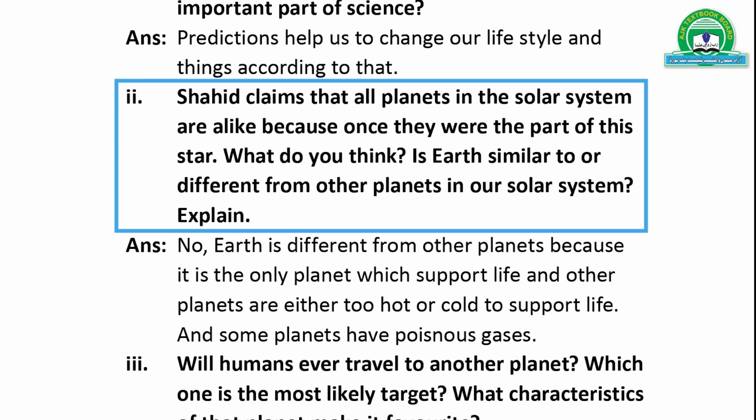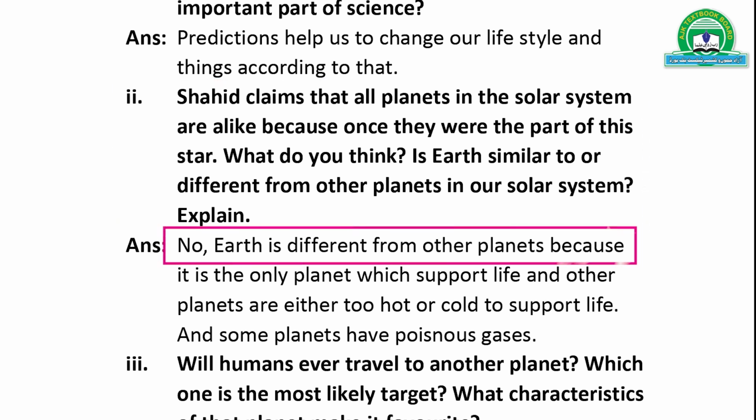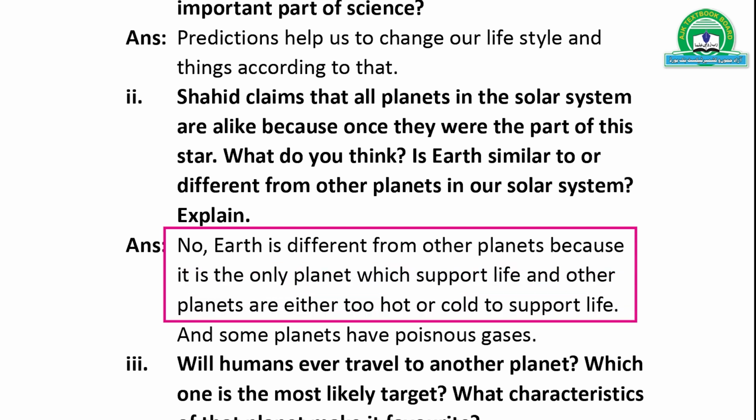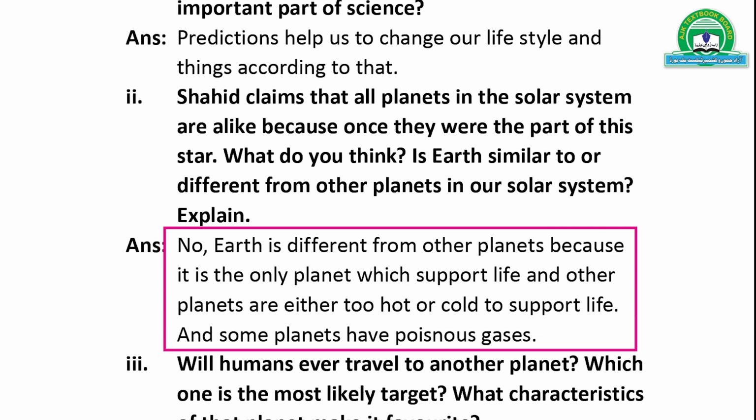Shahid claims that all planets in the solar system are alike because once they were part of this star. What do you think? Is Earth similar to or different from the other planets in our solar system? Explain. No, Earth is different from the other planets because it is the only planet which supports life, and other planets are either too hot or too cold to support life, and some planets have poisonous gases too.